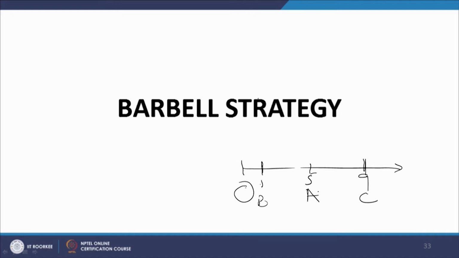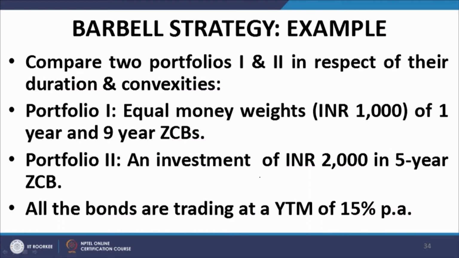But when we talk about convexity, the convexity of the portfolio comprising of B and C is far more than the convexity of A. This strategy of having a bond of a shorter duration and another bond of a longer duration to manage or immunize the liability of intermediate duration by matching durations, but with higher convexity, is called a barbell strategy. Let us look at it in greater detail. Barbell strategy, by an example, I will illustrate this.